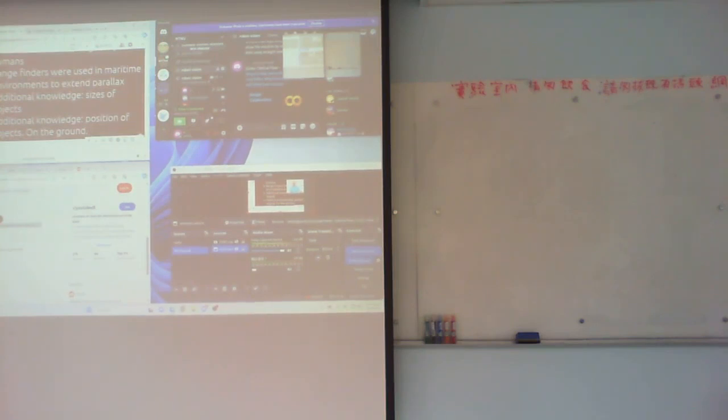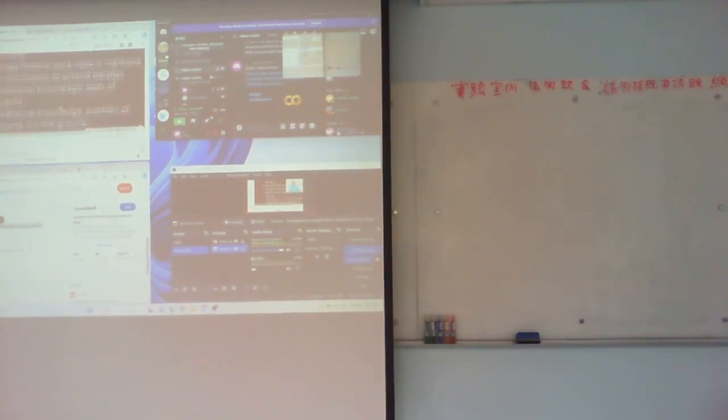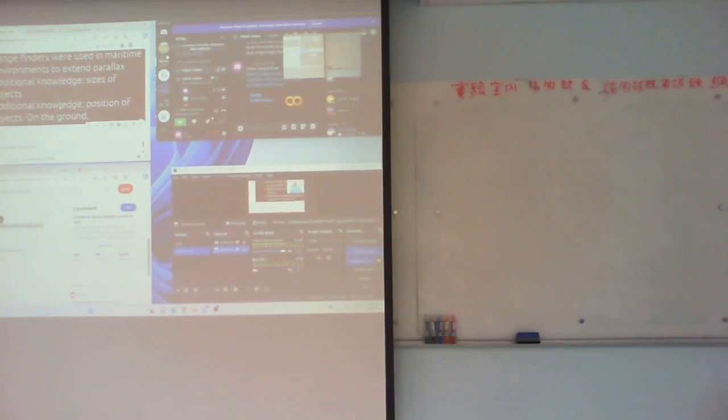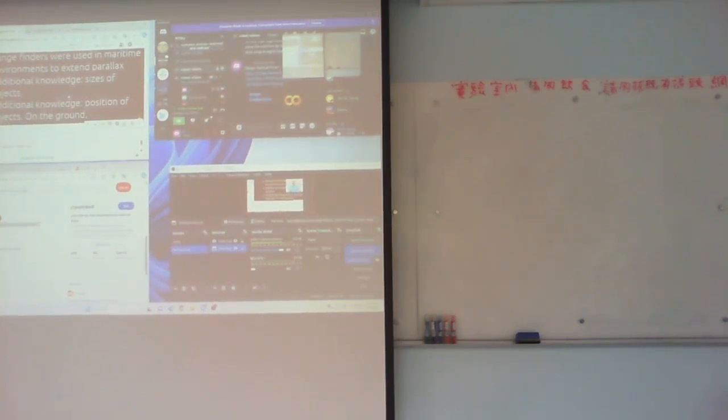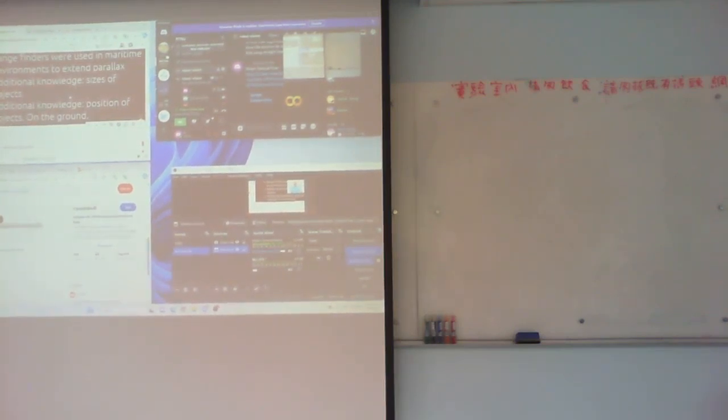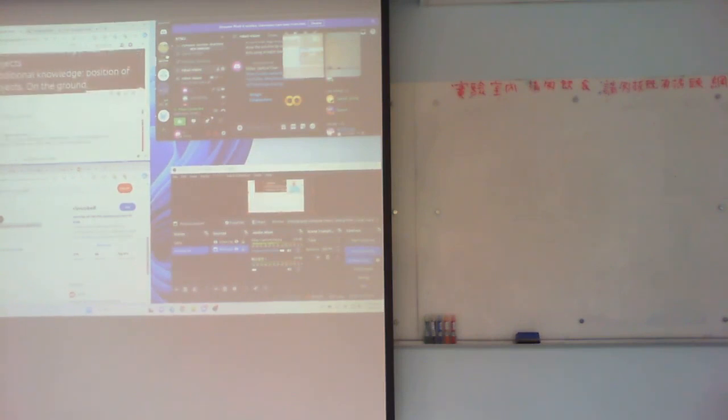You can do things like, if you have additional knowledge, and that's what humans do most of the time, we know how big things are. And because of that, we can estimate distances to things, or the position of objects. So if I know that the door is on the ground, then if my camera is calibrated, I can actually measure with quite high accuracy how far away that is.